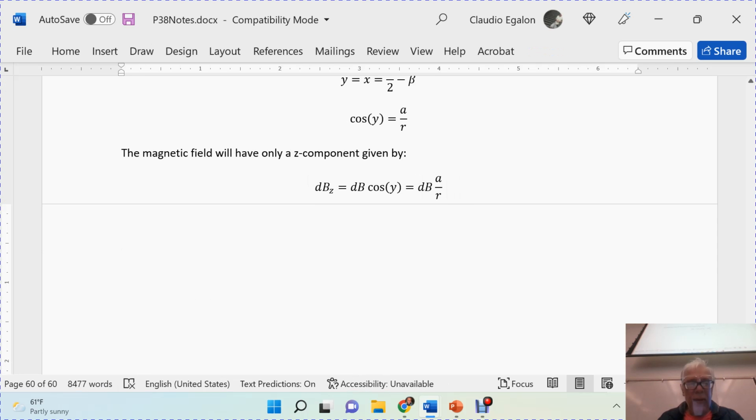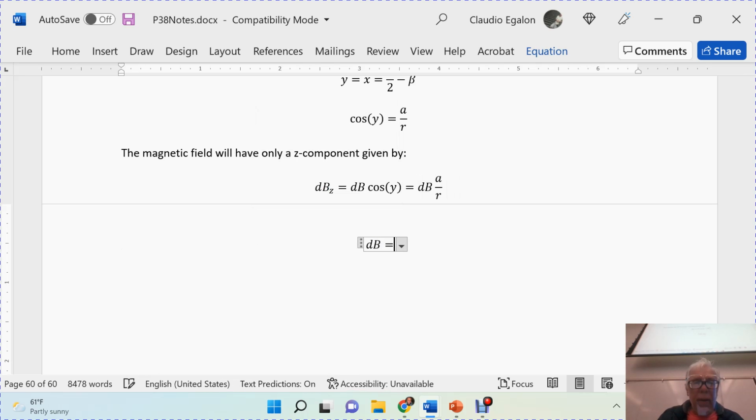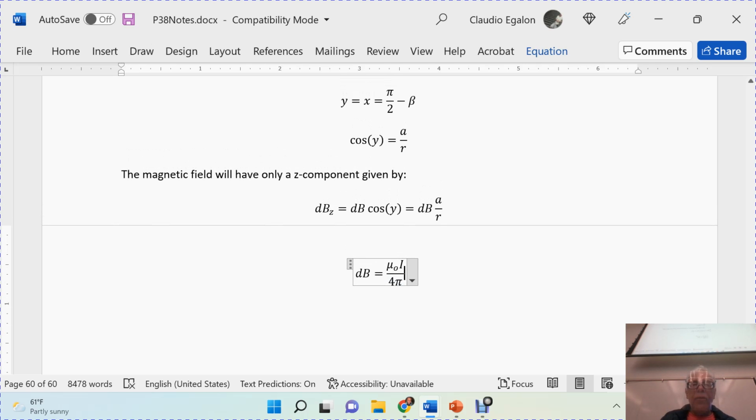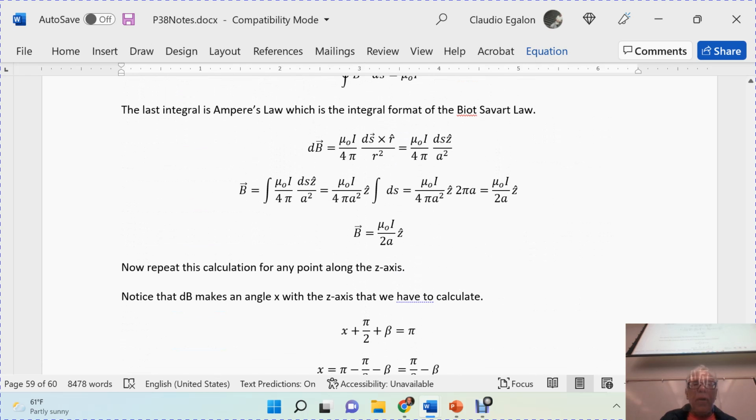dB is mu naught I over 4 pi, okay, is that ds. Let's see, let's use the vectorial equation, right? Here you go.